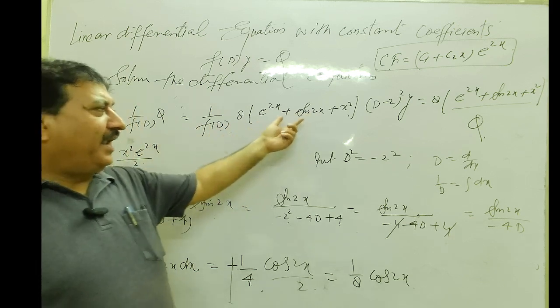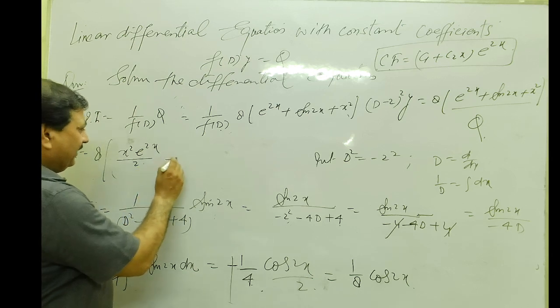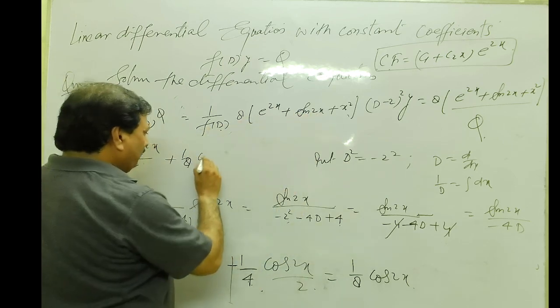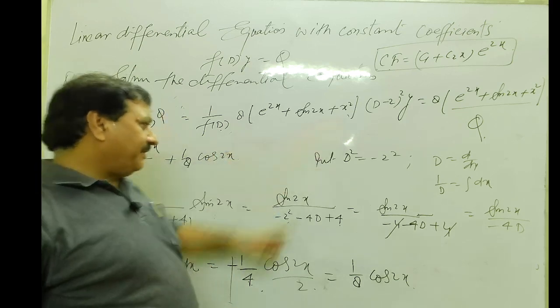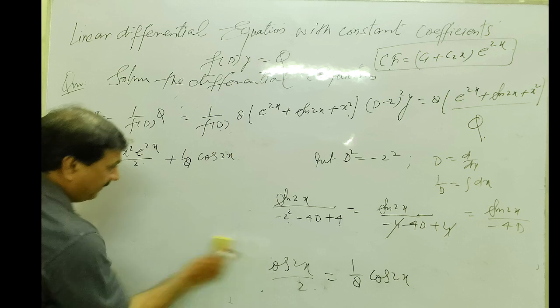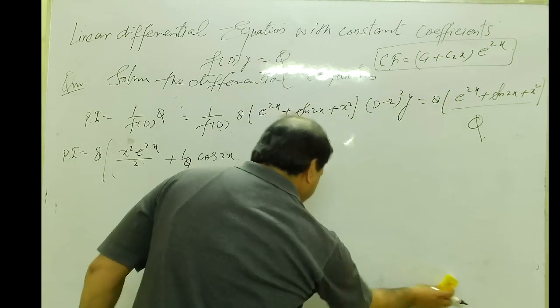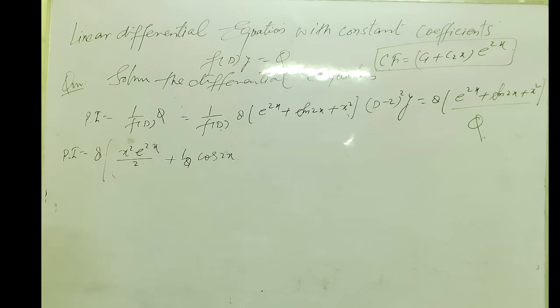The third part of this question is a very important case. The next particular integral is plus 1 by 8 cos 2x. The next case is x² with respect to x. Again, find the particular integral.